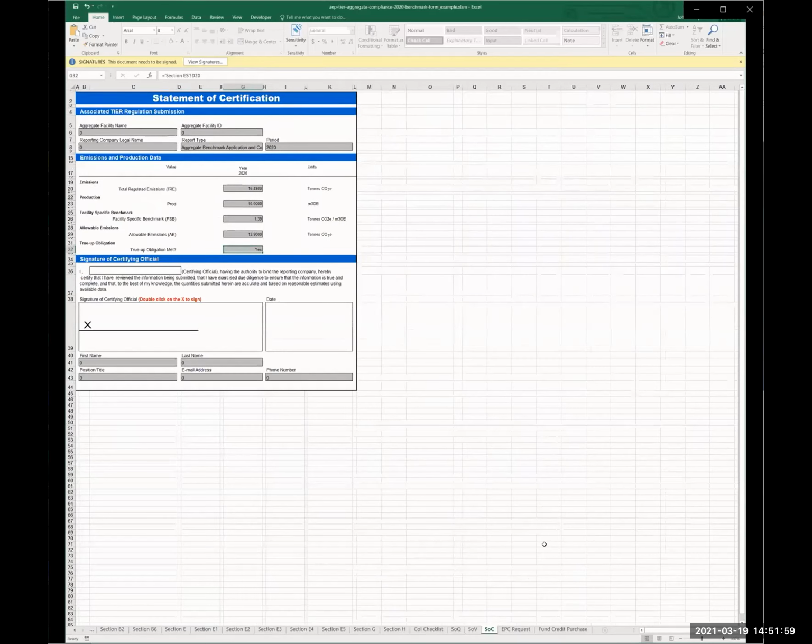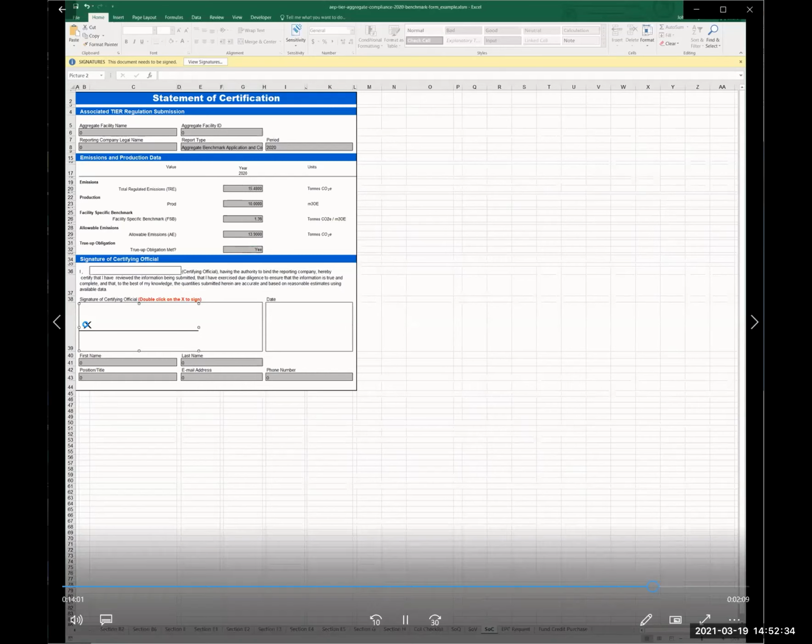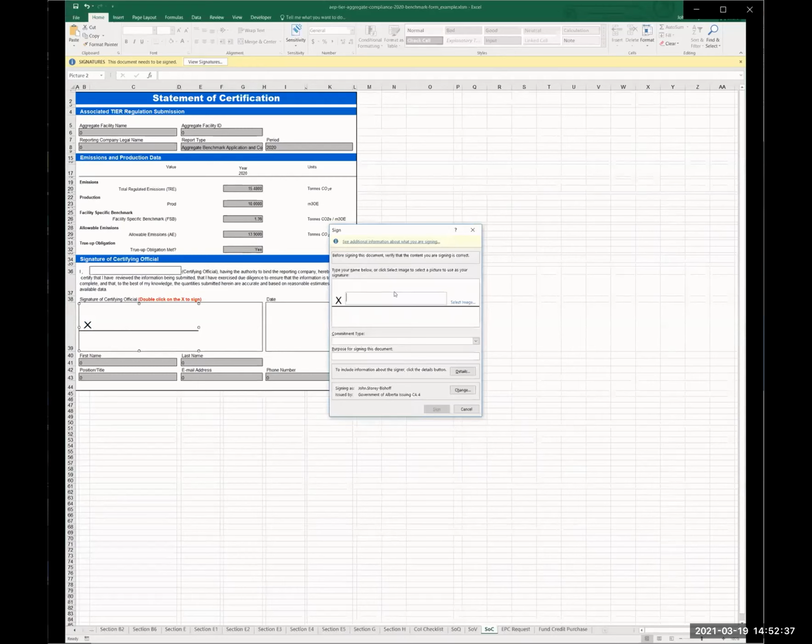The statement of certification is the last signature sheet in the book, other than the EPC request sheet, and should be signed electronically within Excel by the certifying official. To do this, the certifying official will need to set up a certificate. This can be done at no cost through Windows. Double-click on the X within the signature box. A dialog will appear. You may either sign within the box or select an image of your signature.